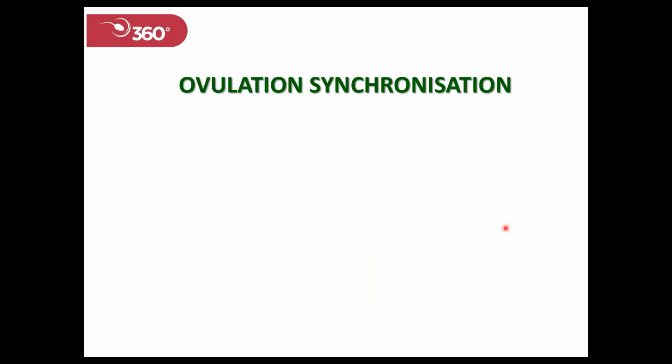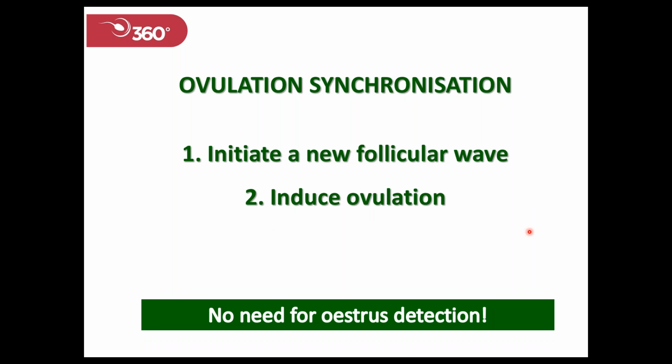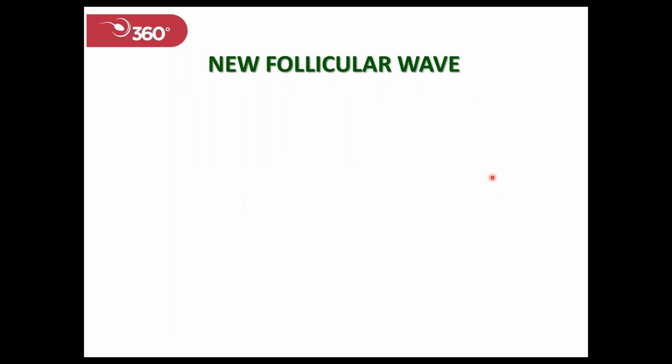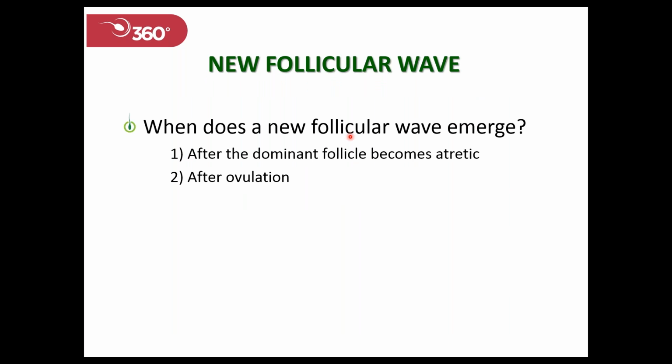So for ovulation synchronization programs, we need to do two things. The first thing is to initiate a new follicular wave. In other words, restart the cycle. And secondly, we need to induce ovulation to have this tight time frame of ovulation. So realistically, then there's no need for estrus detection. So to commence a new follicular wave, we know in the estrus cycle that a new follicular wave occurs when a dominant follicle becomes atretic or after the time of ovulation.